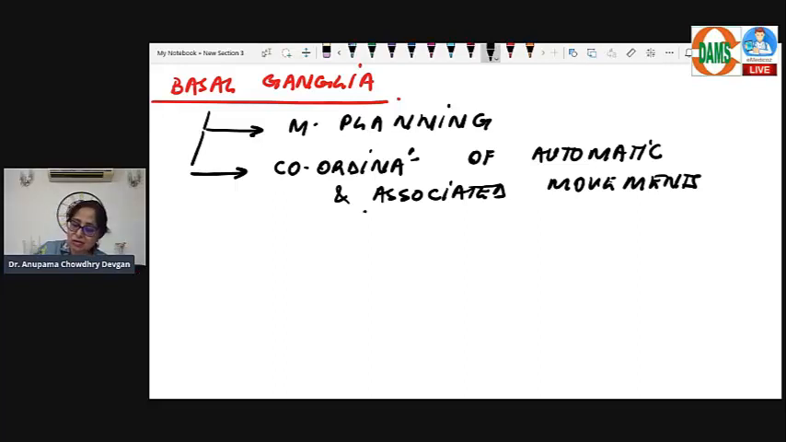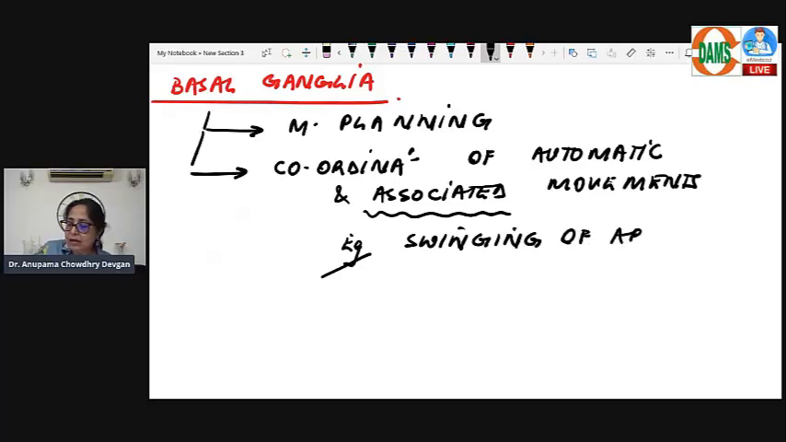Now, what is an associated movement? The example of an associated movement is swinging of the arms while walking. This is an associated movement. This is under basal ganglia coordination. Swinging of the arms while walking becomes a basal ganglia coordination, right?